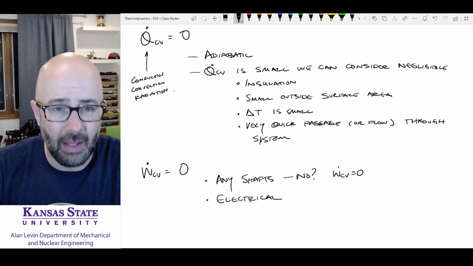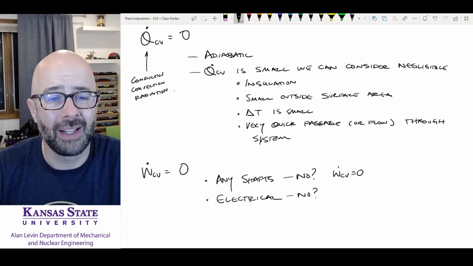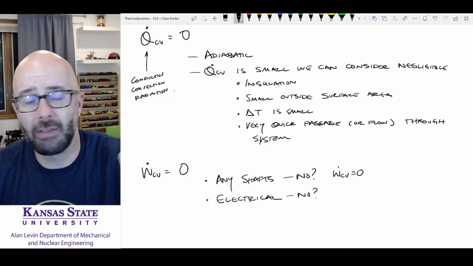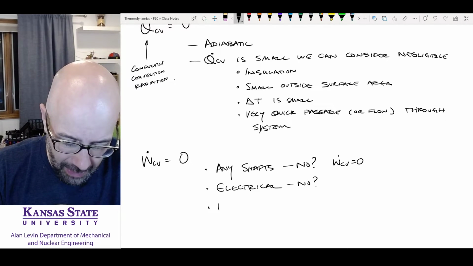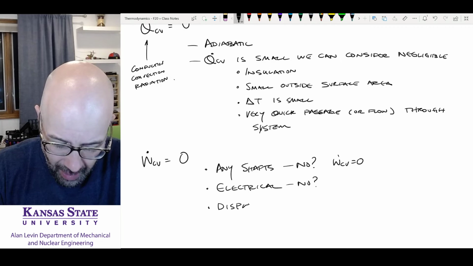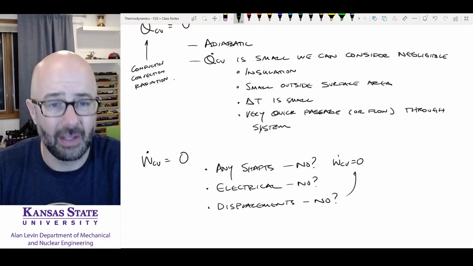Okay. Is there not any circuitry that we're dealing with? Not. There can't be any power. Okay. Displacements. No. Then we're going to have this power is equal to 0.